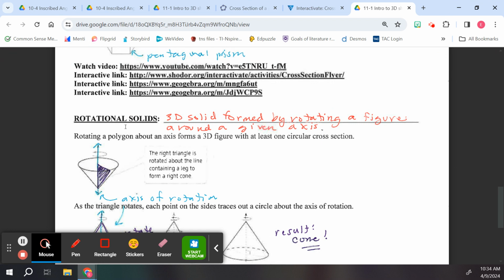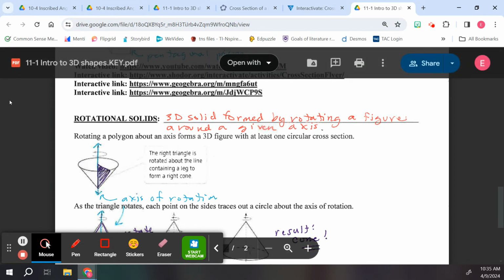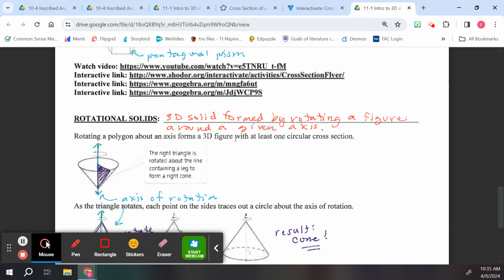Let's talk about rotational solids. A rotational solid is a 3D solid formed by rotating a figure around a given axis. They talked about that in the video, and a lot of times that's how we get cones. That's how we get cylinders. That's how we get a lot of the circular shapes. Rotating a polygon about an axis forms a 3D figure with at least one circular cross section.